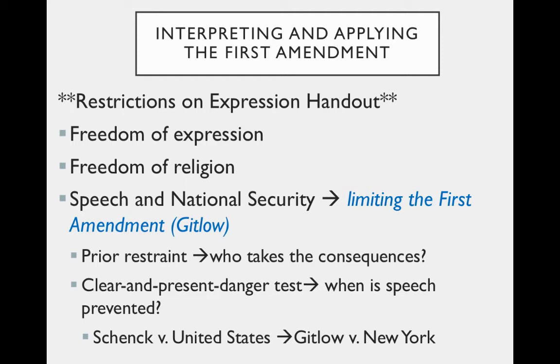For instance, the clear and present danger test was basically that speech can only be prevented if it creates a clear and present danger at the time. So if you go into a movie theater and yell fire, your speech can be limited. You can get in trouble for that because that creates a clear and present danger. You are causing chaos, possibly a catastrophe. That's clear and present danger.